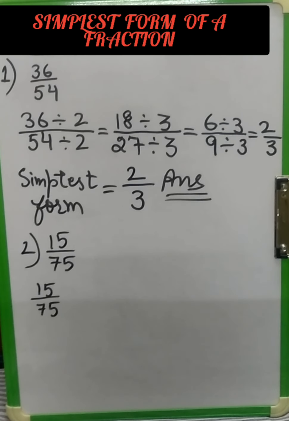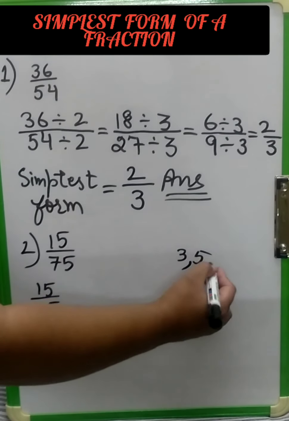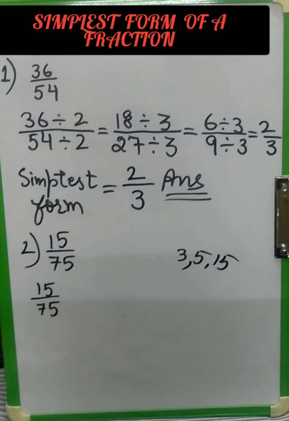So you can think about it, 15 and 75. The common factors here, you can think of 3, then 5 is also a common factor, and then 15 is also a common factor. It's totally up to you whether you want to divide by 3, by 5, or directly by 15. Whatever comes to your mind, you can divide. But keep one thing in mind, that at last there should be no common factor other than 1 in both numerator and denominator.